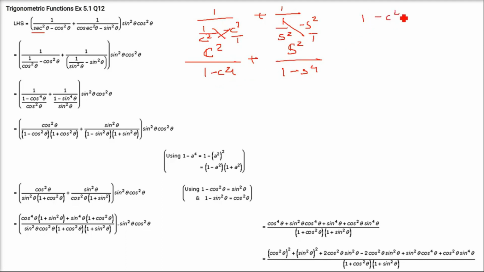1 minus cos to the power 4 can be written as 1 to the power 4 minus cos to the power 4. 1 to the power 4 is 1 only. Now this can be written as 1 square whole square, and this will be written as cos square whole square. So now this is a square minus b square. A is 1 and b is cos square. So we can write it as 1 minus cos square and 1 plus cos square. So I'll write it here.